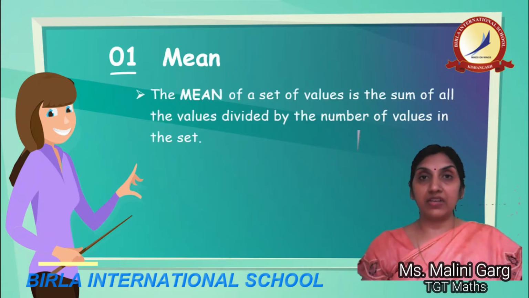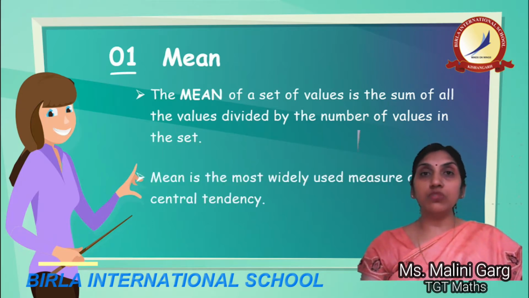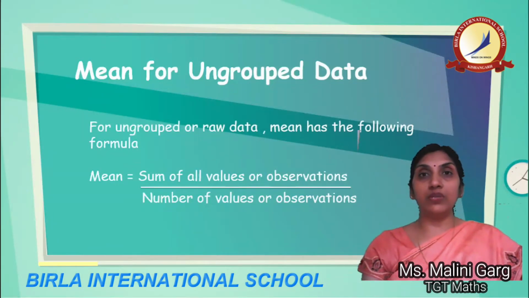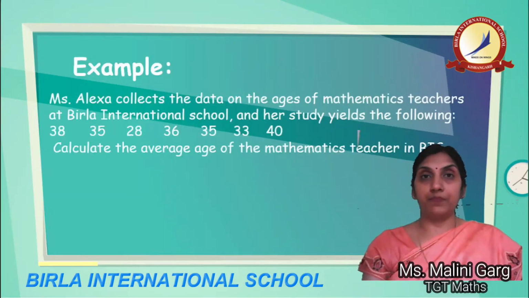Now let us see the first measure of central tendency, which is called mean. It is defined as the sum of all the observations divided by the number of observations. It is the most widely used measure of central tendency. It is used when the data is less scattered. The formula to calculate the mean for the ungrouped data is sum of all the observations divided by the number of observations.